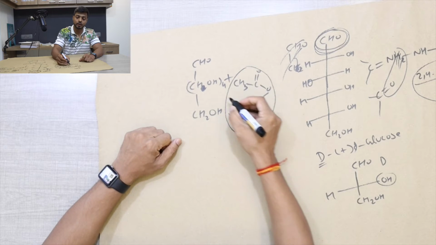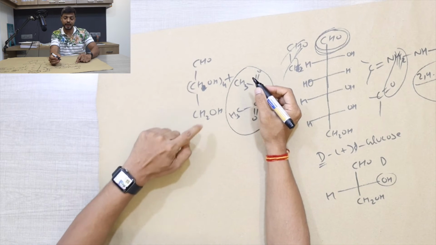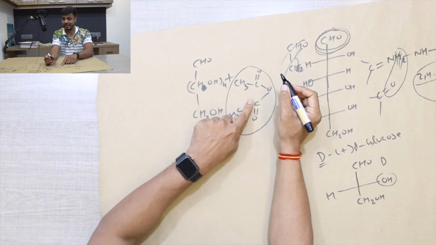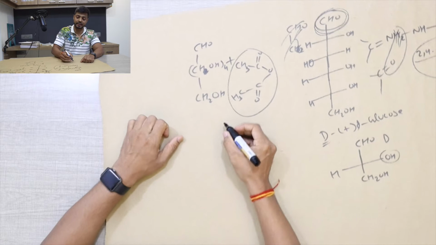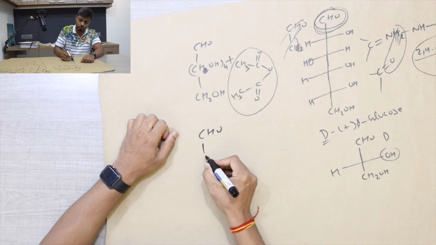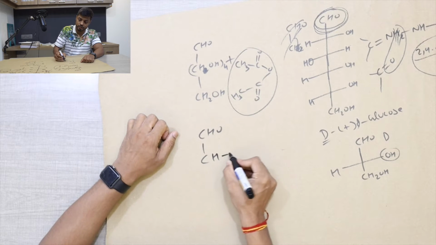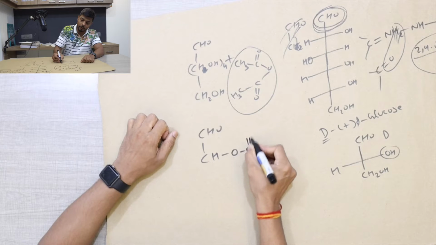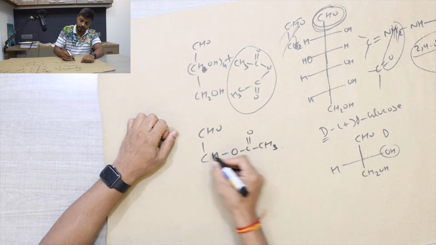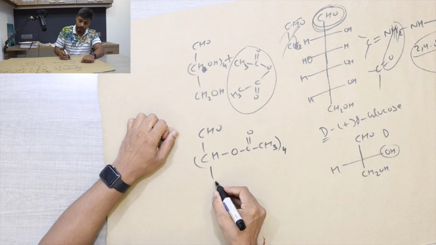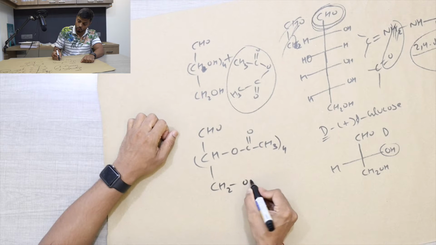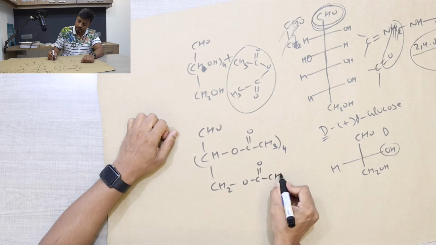So this is known as the acetic anhydride. One mole of this molecule reacts with 5 moles of acetic anhydride and gives us an acetate. So it gives us CHO, then CHO, C double bond O, CH3 four times, and over here CH2O, C double bond O, CH3.